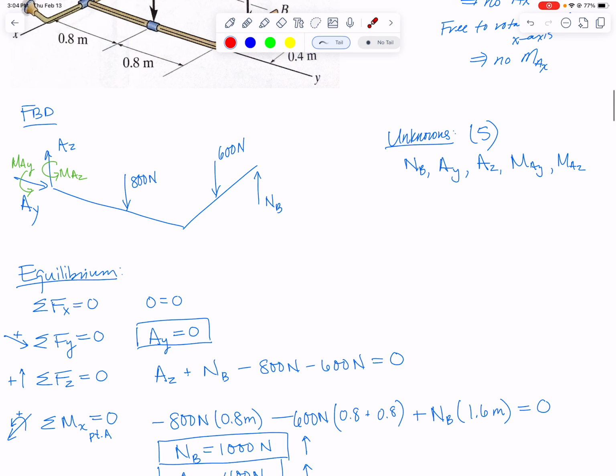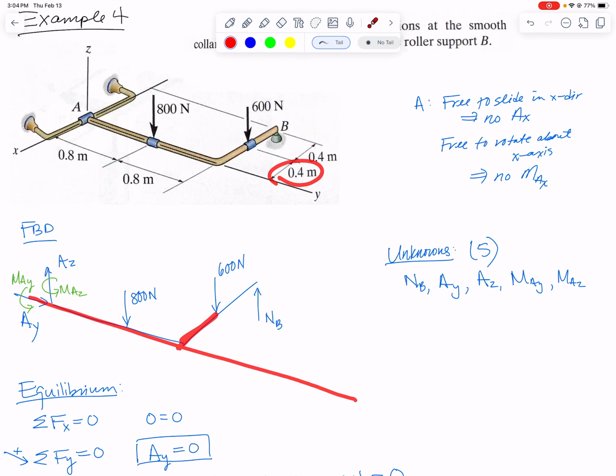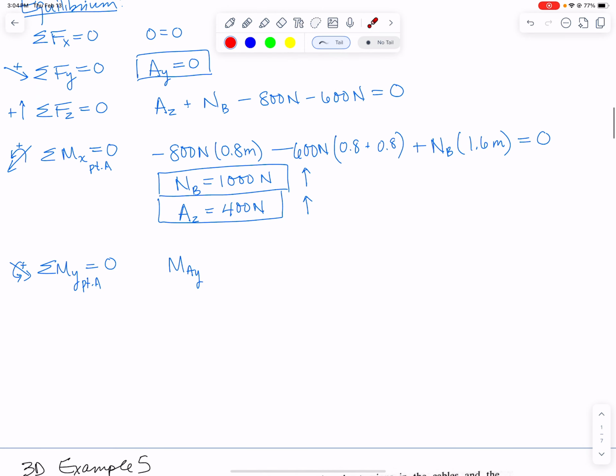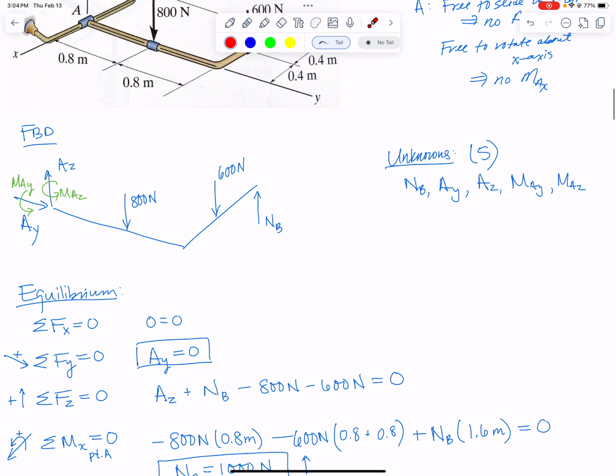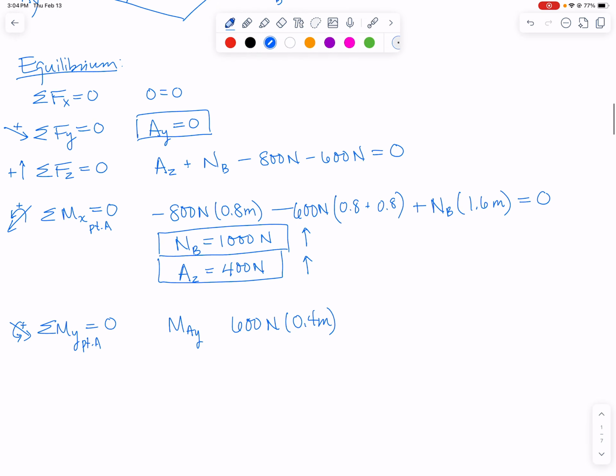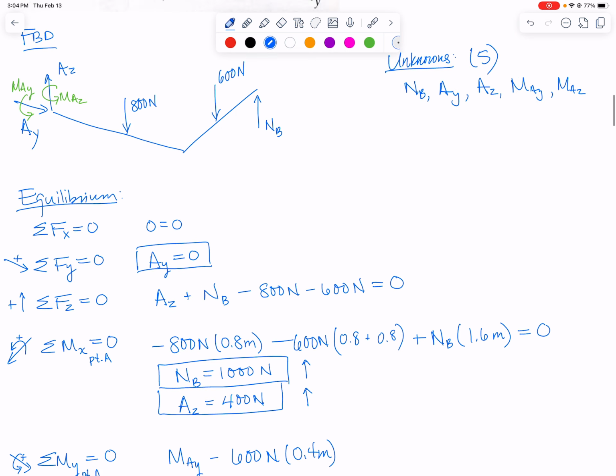Next, we need this downward 600 newton force. We need to know the perpendicular distance from the y-axis. That's going to be this length right here, the 0.4 meter distance. So let's add in here 600 newtons times 0.4 meters, and then let's see if that's going to be positive or negative. Our axis is here, we go that way and then down, so we're going to be rotating this way. If you curl your fingers that way around the axis, your right thumb ends up pointed in the negative y direction. So this one's going to be a negative moment about the y-axis.